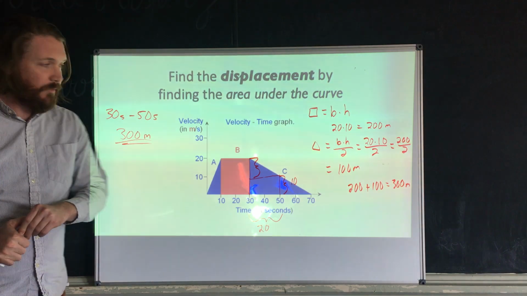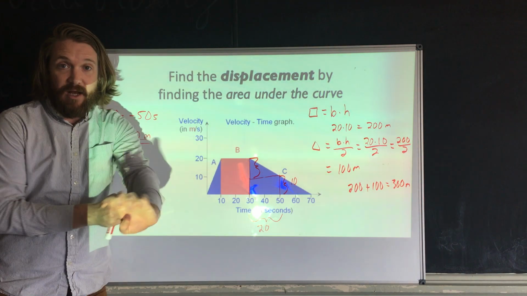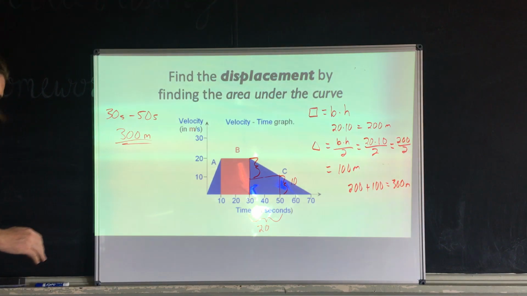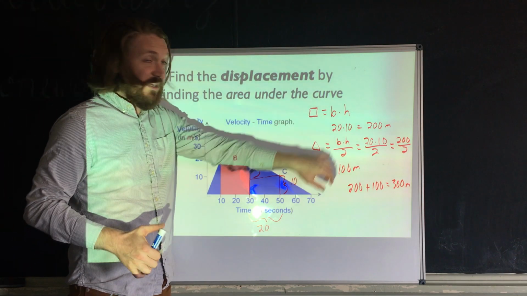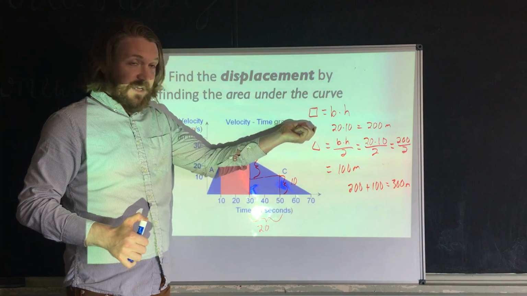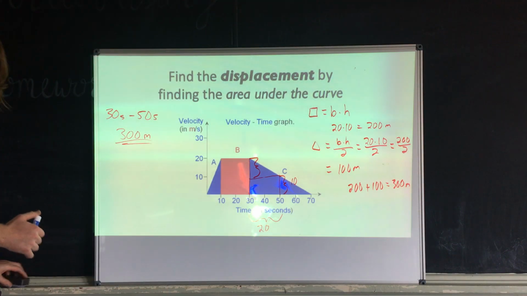It's just that easy. You just got to break it up into these little shapes. And just remember these two very easy equations: a rectangle is base times height, and a triangle is half that.